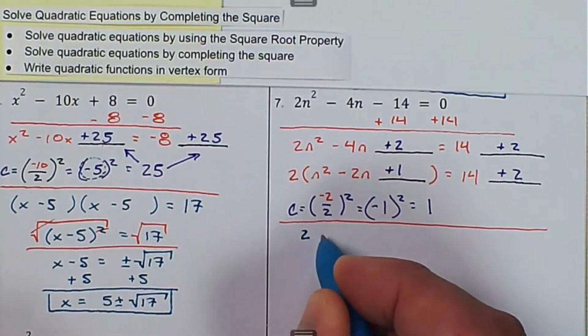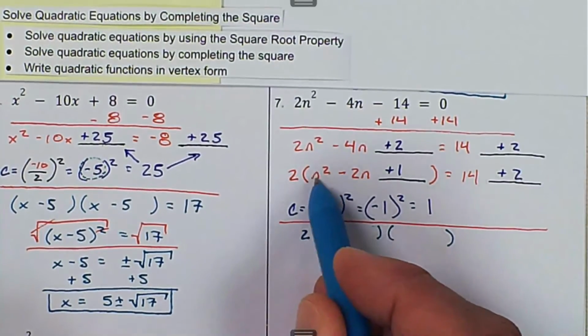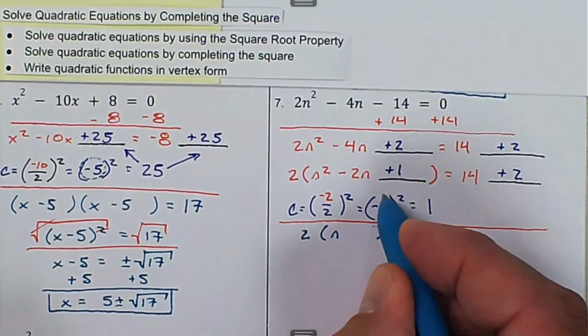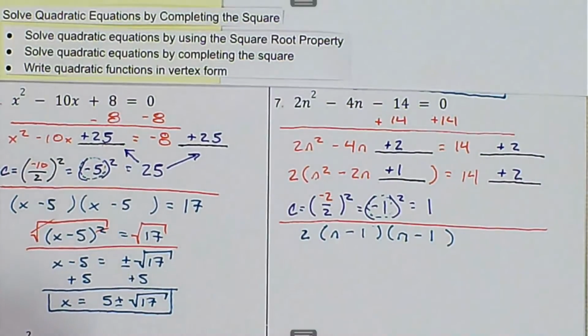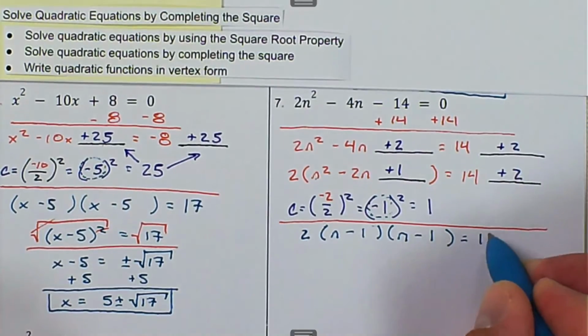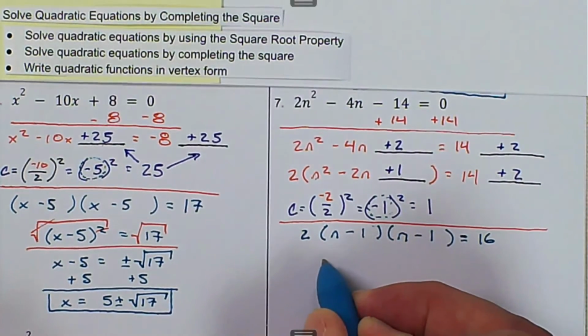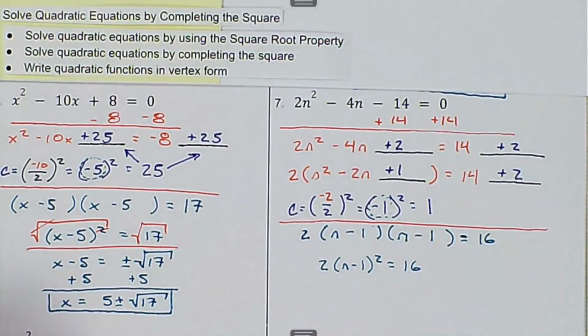So we still have the 2 that has to stay there. Then we have our binomial. Only numbers that multiply together to get n squared are going to be n and n. And then whatever value that we have squared here, that just stays in the equation. And over here, that is going to be equal to 14 plus 2 is 16. Now we can rewrite the equation with our perfect square binomial. So we have 2 times n minus 1 quantity squared is equal to 16.